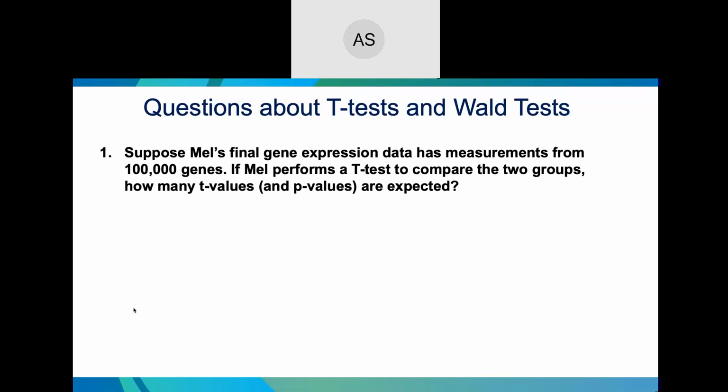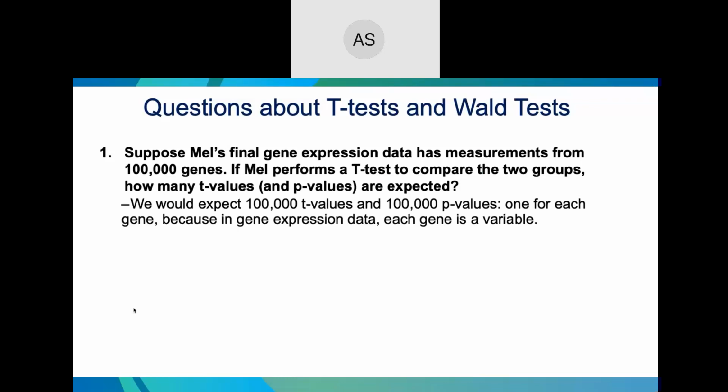Yeah, exactly, Hanley. 100,000. Does anyone not understand why that is? All right, perfect. So each gene is a variable, so we get a t-value and p-value for each variable.